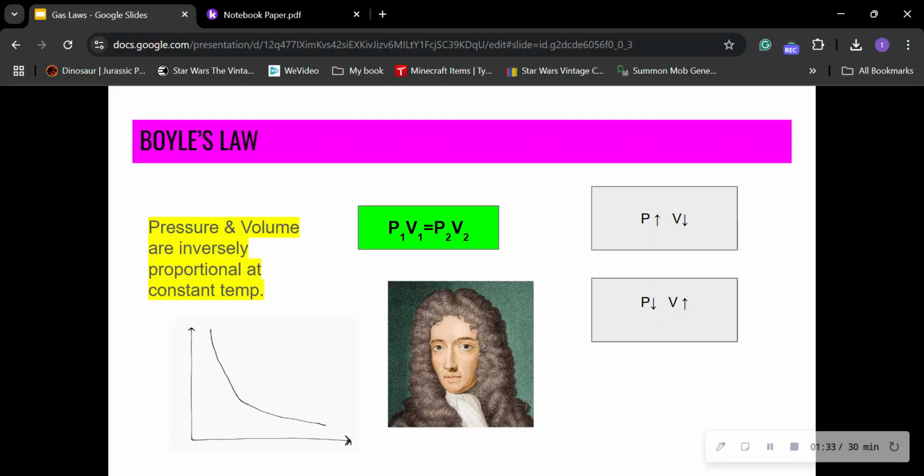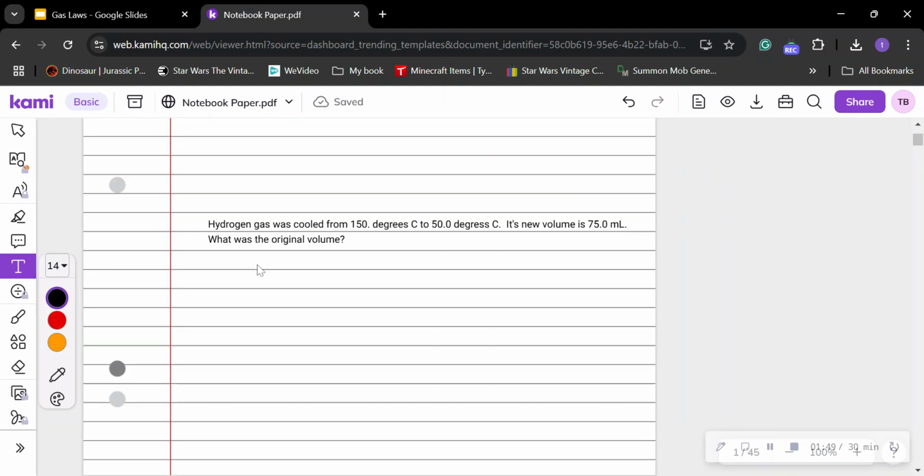P1 times V1 equals P2 times V2, or pressure 1 times volume 1 equals pressure 2 times volume 2. So right now I'll do two sample questions for Boyle's law.